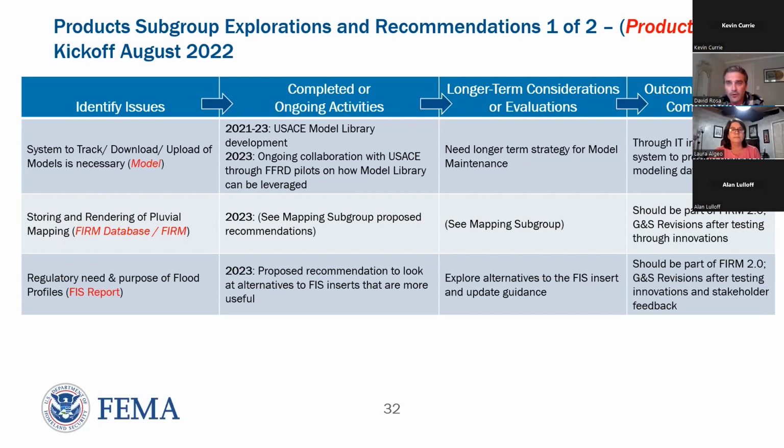Some of their outcomes are identifying IT investments that could improve things. Also identifying this concept of firm 2.0. So what can a new firm look like? One that leverages 2D modeling, and we're not trying to shoehorn 2D information into a 1D centric firm. Really pushing that idea of revising the way that we produce flood insurance rate maps as a product was a recommendation. Next slide.